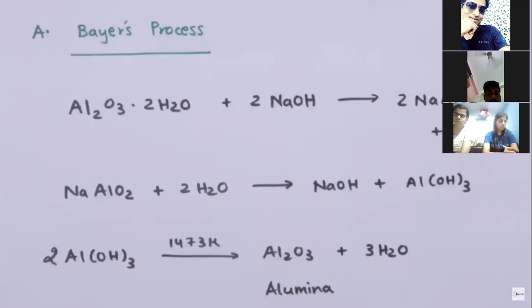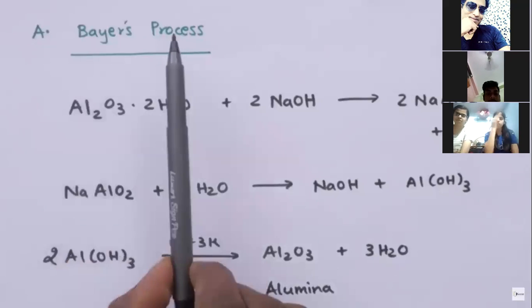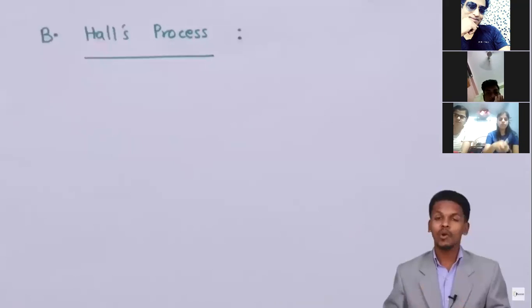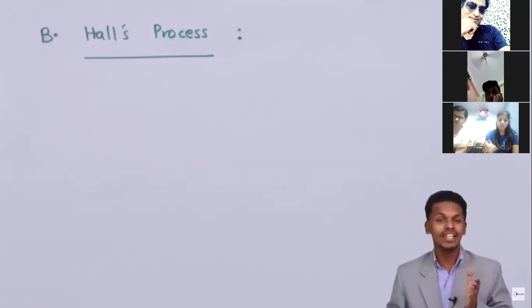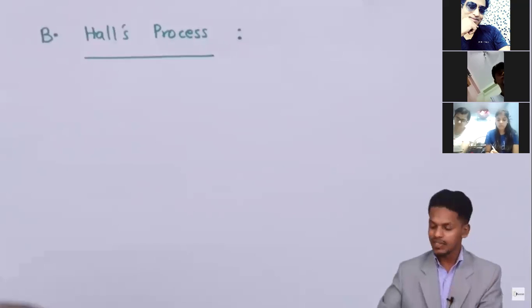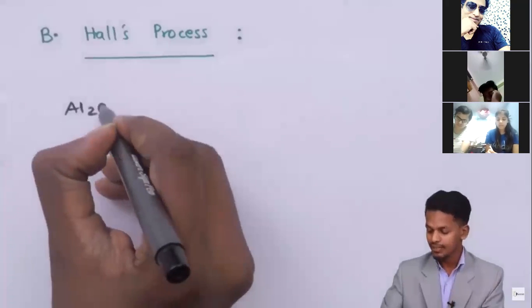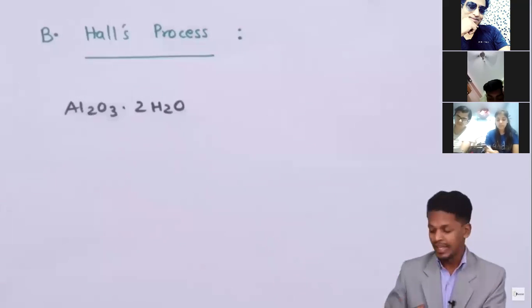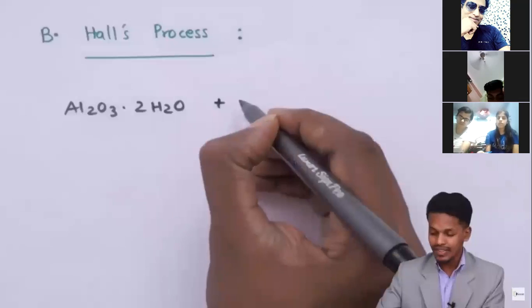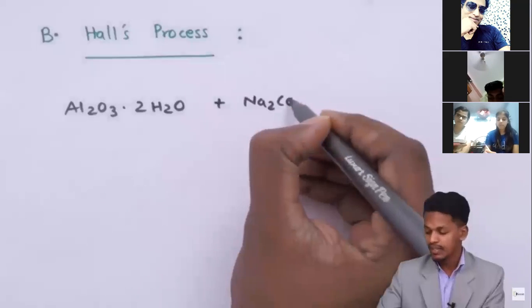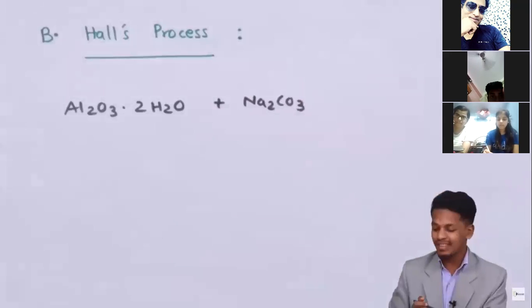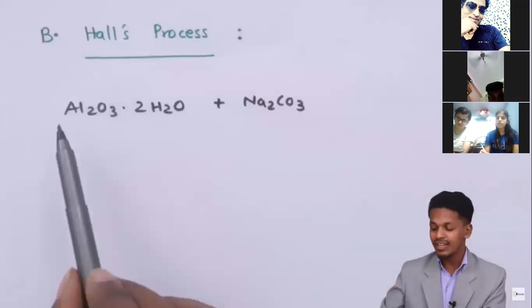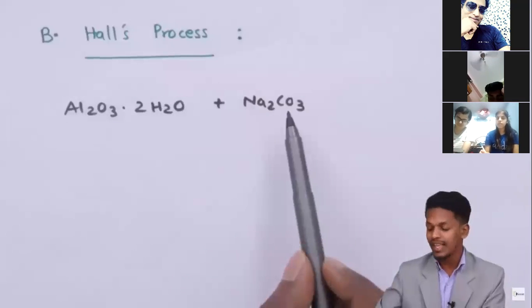This was one of the leaching methods, Baeyer's process, and there is also another method known as Hall's process. Let me talk about that also. Friends, Hall's process is another method of leaching alumina from bauxite. In this case, we consider Al2O3.2H2O, the pulverized ore, which is now treated with Na2CO3. In the previous case, Baeyer's process, we treated Al2O3.2H2O with NaOH, but in Hall's process we treat Al2O3.2H2O with Na2CO3.